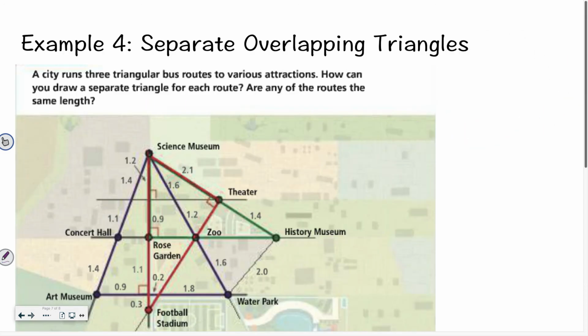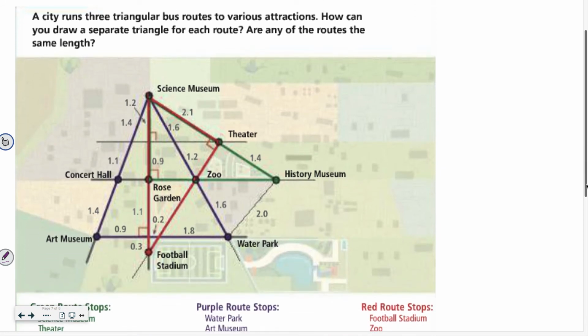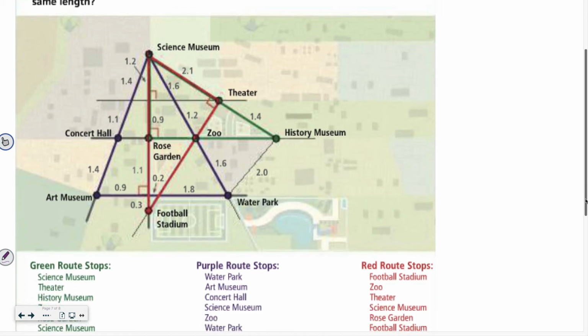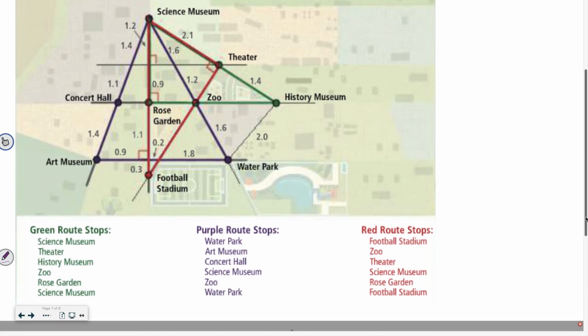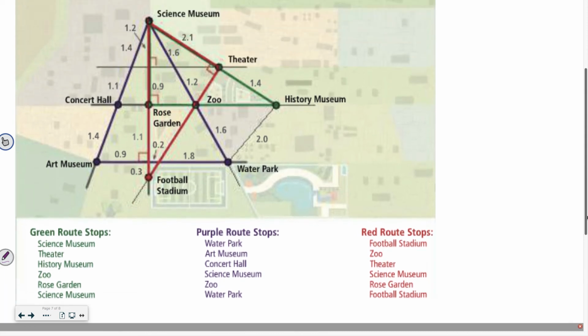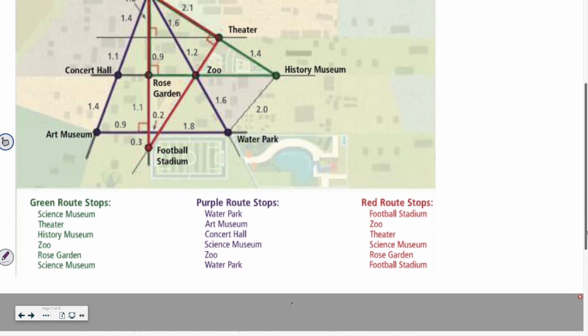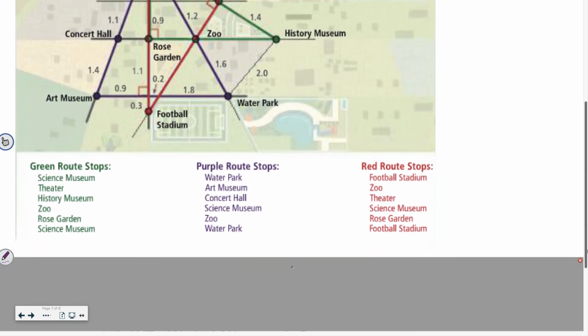All right, and our last example, example 4, which is all about separating overlapping triangles. So sometimes we get pictures that are really complex, and we have a city that runs 3 triangular bus routes to various attractions. How can you draw a separate triangle for each route? Are any of the routes the same length? So I'm going to start by separating out the 3 different colors. So if I look, I have the green route, the purple route, and the red route. And when you have really complex pictures like this, separate your triangles. Otherwise, you're going to go crazy and not feel like doing any of this, maybe even more so than some of you already do.